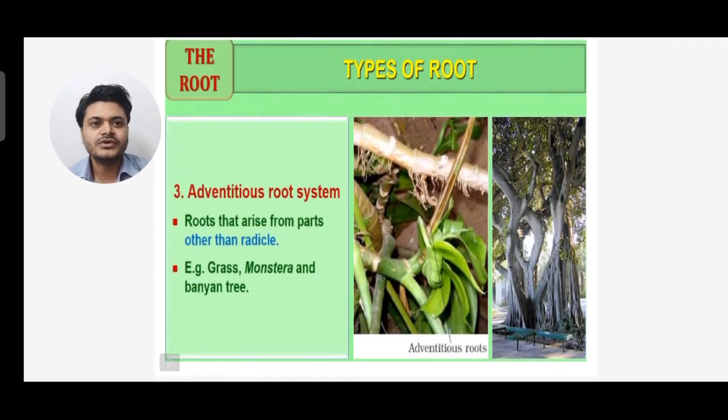Now moving to the adventitious root system. What are adventitious roots? Those roots that arise from parts other than the radicle. Examples you can see are grass and the banyan tree. On the right-hand side, you can see the adventitious roots.